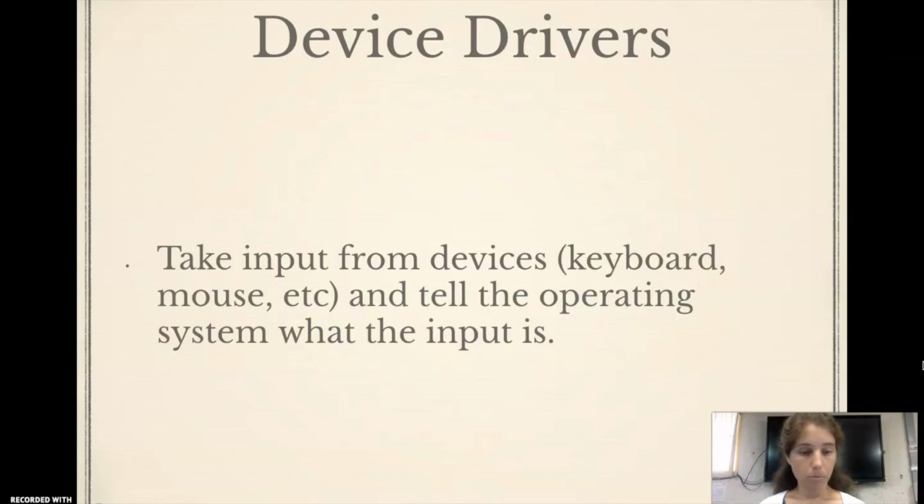So for example, when you plug in your keyboard to your computer and then you press on a key, that physical motion of pressing on the key on the keyboard goes through the wire that connects to your computer, and then your device driver interprets it and knows what key you just pressed, and it tells the operating system. So the device driver's job is just to figure out what input you created and to tell the operating system that input.